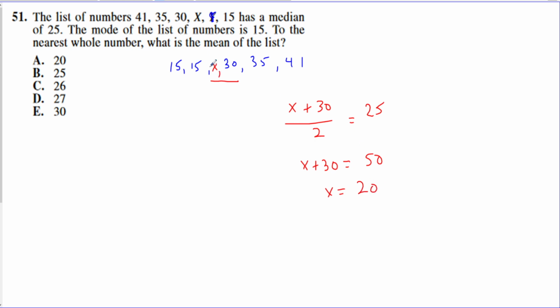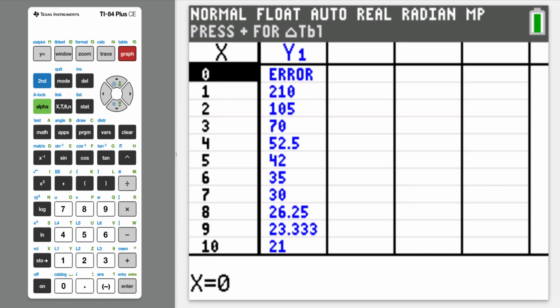So instead of putting an x there, let's get rid of that, and in its place, this has to be a 20. We figured out what these missing values were. One of them has to be a 15 in order to get a mode of 15. The other one has to be 20 in order to get a median of 25. The question then is, what is the mean of the list? Let me pull up my calculator. The mean is going to be add up all these numbers and divide by, in this case, 6, because there are 6 numbers. So here's my calculator.